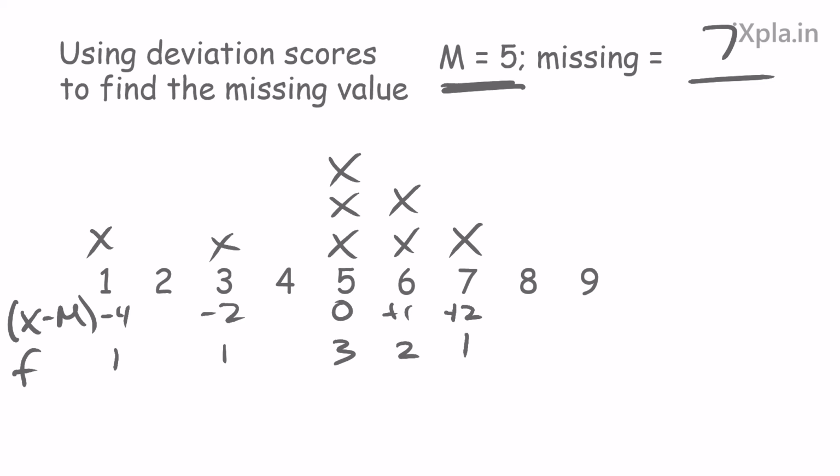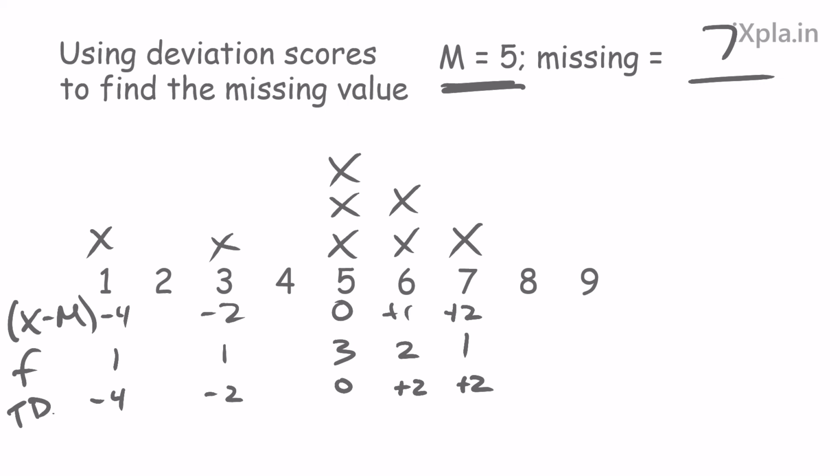And now we need to find the total deviation for these. So this is going to be -4, -2, 0, +2, and +2. Notice that each 6 has a deviation of +1, and we have 2 of them. That's why we have a +2 there.